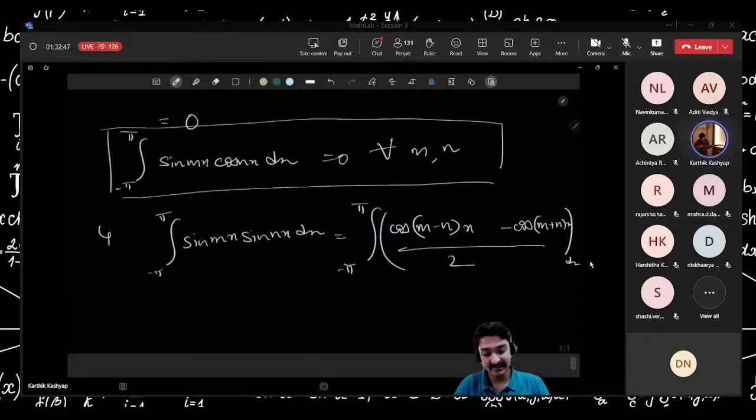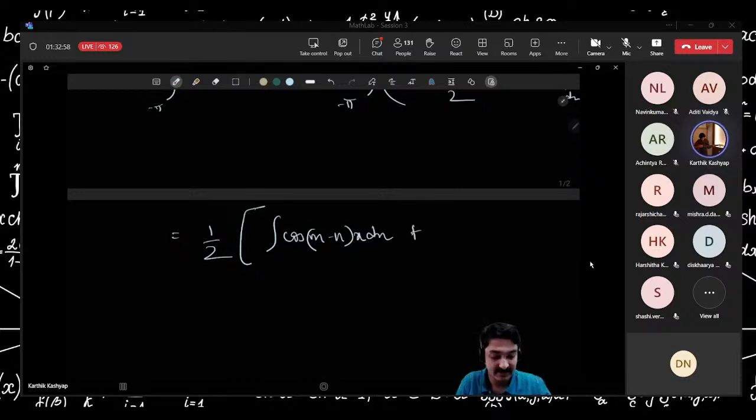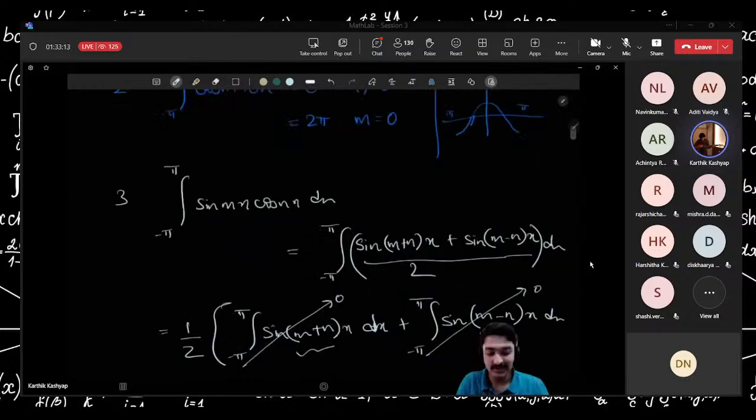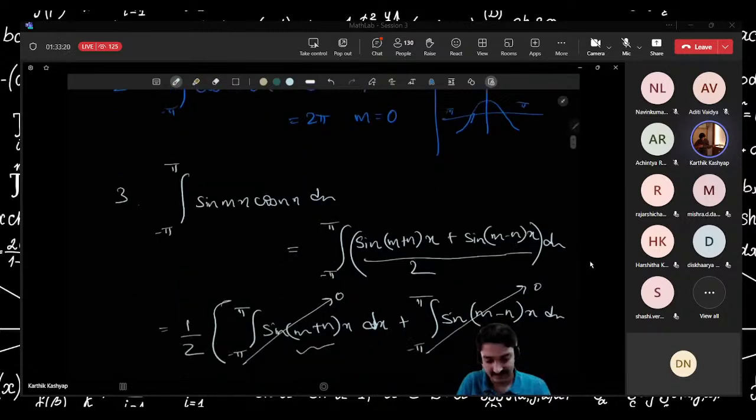So again, let's take the integral separately and take 1 by 2 outside. So we can write this as 1 by 2 of the integral of cos (m minus n)x dx plus the integral of cos (m plus n)x dx, again from minus pi to pi. Now this is based on the second property that we are using. Let's move there. The integral of cos mx is 0 for m not equal to 0 and 2 pi for m equal to 0. So let's check there.